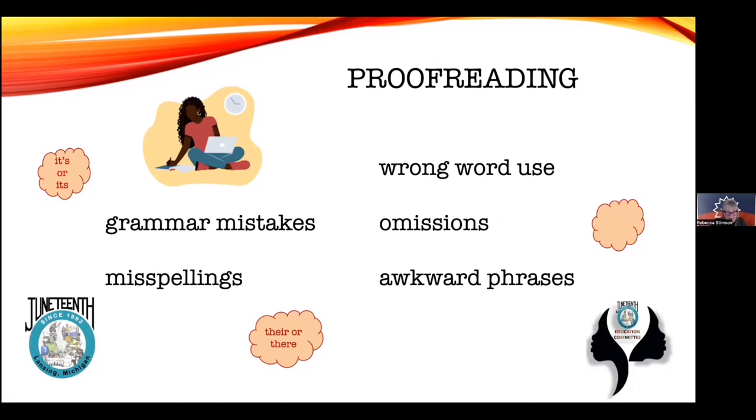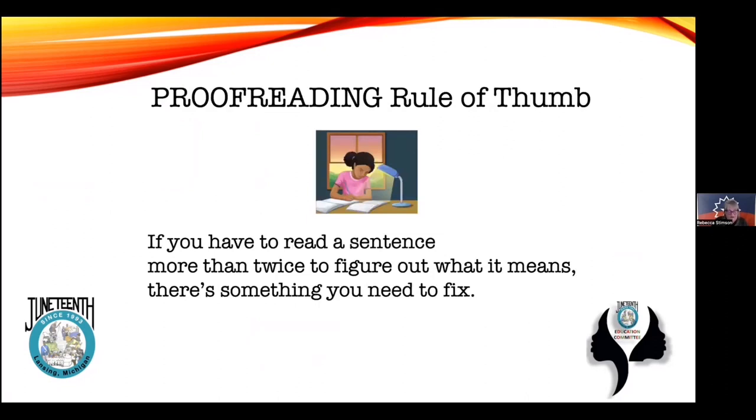These are the classic rough spots where errors make it hard for your reader to understand your writing: using the wrong word, grammar mistakes, omissions (leaving a word out), misspellings, and awkward phrases. Most of these mistakes would be highlighted or underlined if you have spelling or grammar check on, so no excuses. My favorite proofreading rule is, if you have to read a sentence or a paragraph more than twice to figure out what it means, there's something you need to fix.